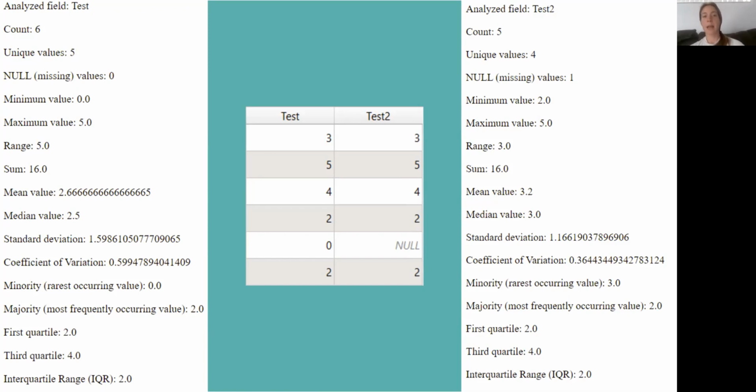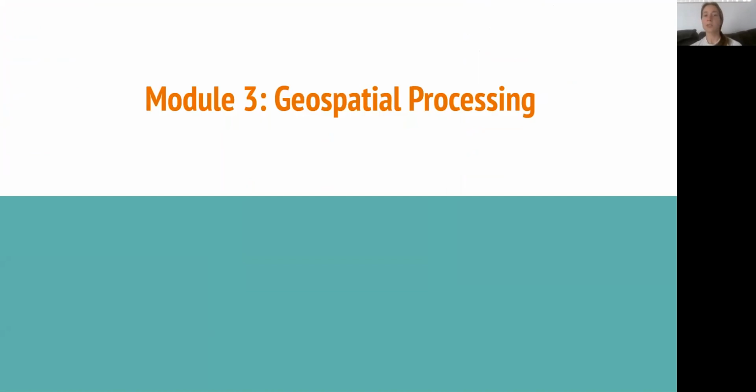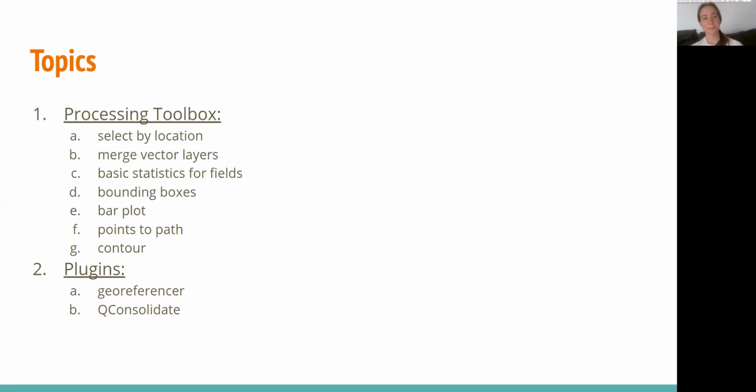So that pretty much wraps up everything from our last workshop that we covered and moves us towards geospatial processing. So this is kind of like the meat and potatoes: we've uploaded our layers, we have data in Q, now it's time to manipulate that information a little bit and start doing some general processing. So the main topics that we're going to be covering today really fall under 2 main categories. We have our processing toolbox and we have our plugins.